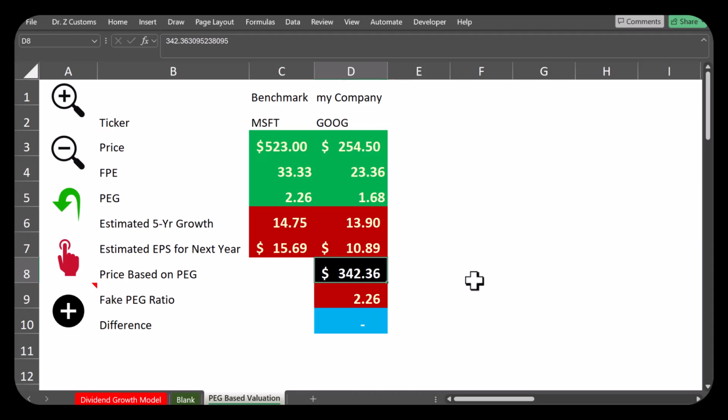And on the other hand, I don't know whether Microsoft is going to go up or down, but if this is the case, I should expect Google to go up a lot more. All right? That's basically the idea.